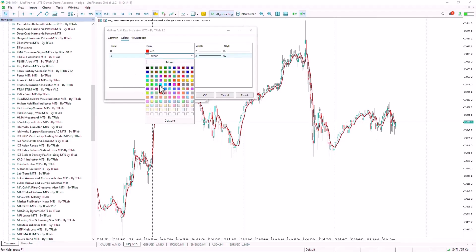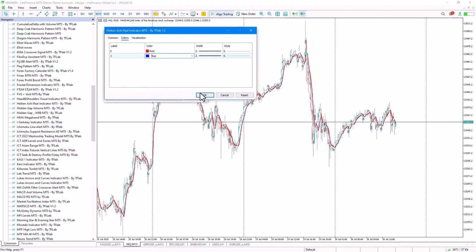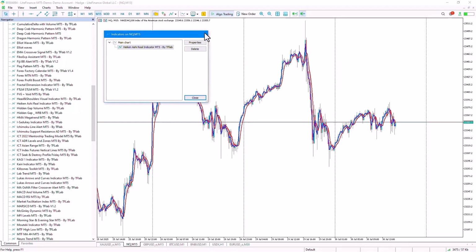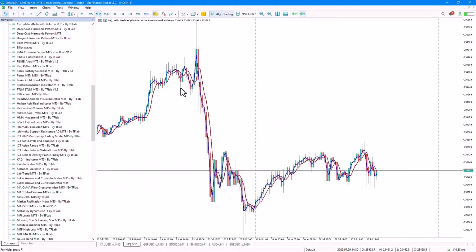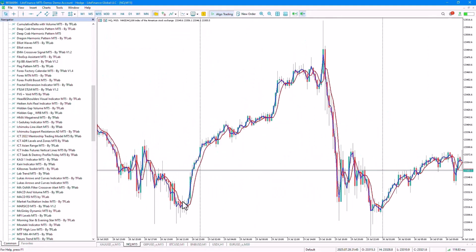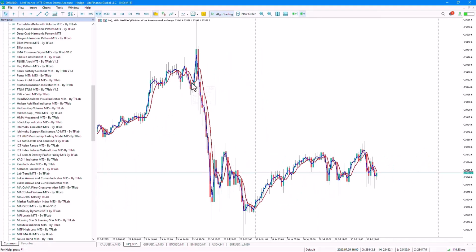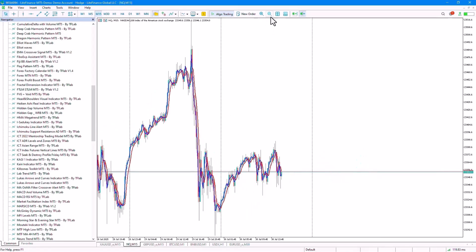Here I am going to change the color of the Heiken Ashi candle closes to a distinct blue hue, which then becomes clearly and easily visible for us to observe right here on the chart. When the blue line, which represents the closing points of the Heiken Ashi candles, is above the red line, which represents the opening points of the Heiken Ashi candles, it indicates an uptrend in the market. Conversely, when the blue line is below the red line, it signals a downtrend.